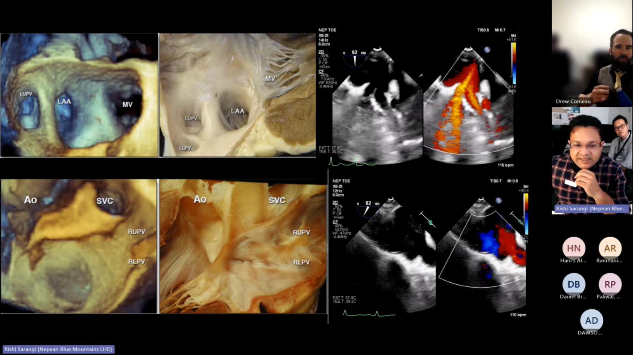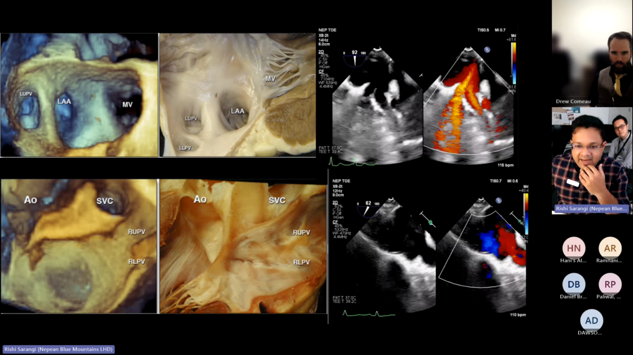And there you can see my color box guiding the entry of the pulmonary veins into the left atrium. They're always towards the probe. They're very strongly highlighted in red. The one closer to the probe will be the left lower pulmonary vein. The one away from the probe will be the left upper pulmonary vein.